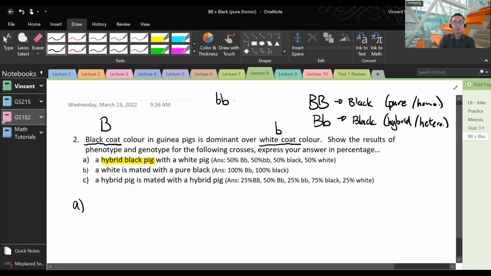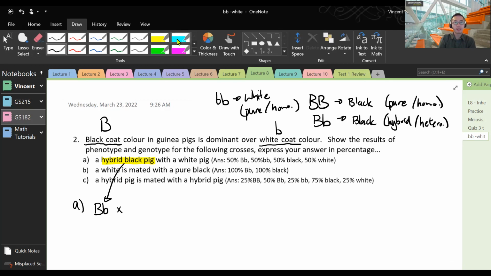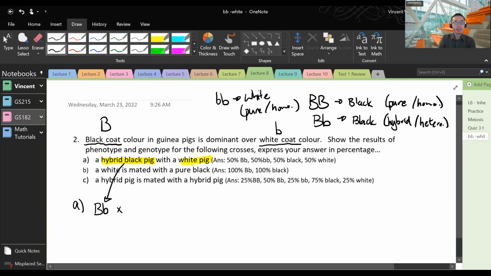And if it's small b, small b, then it's going to be a white pig, a recessive trait. A recessive trait is always pure or homozygous, because you need both of them to be present in order for the color to show up. So a hybrid black pig is big B, small b, and it's going to have babies with a white pig. What's a white pig? A white pig is small b, small b.